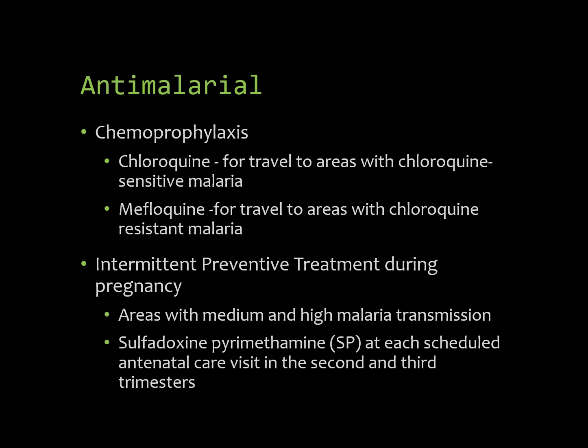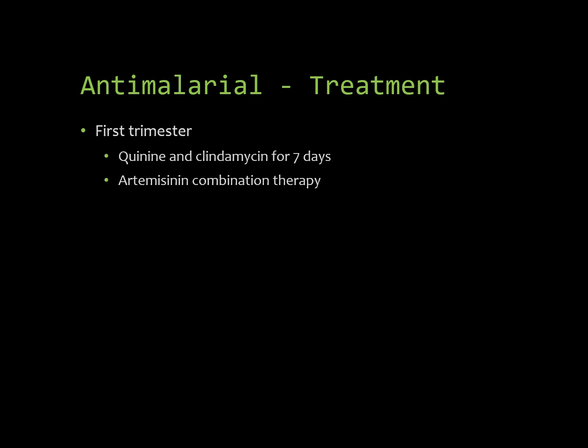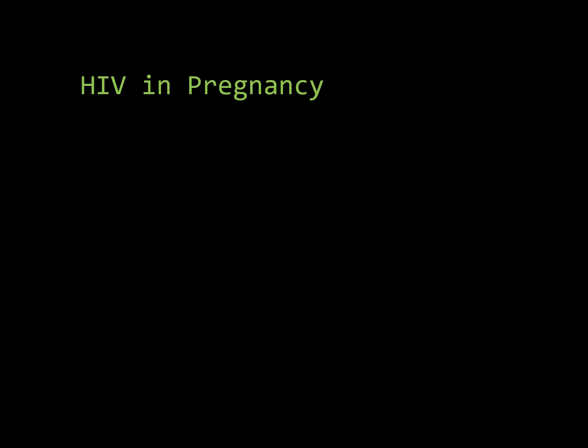If we talk about preventive treatment during pregnancy, where malaria is endemic, it's better to give sulfadoxine and pyrimethamine. For treatment during the first trimester, quinine and clindamycin for 7 days, and then with artemisinin combination therapy. In other trimesters, straight away go with artemisinin combination therapy.